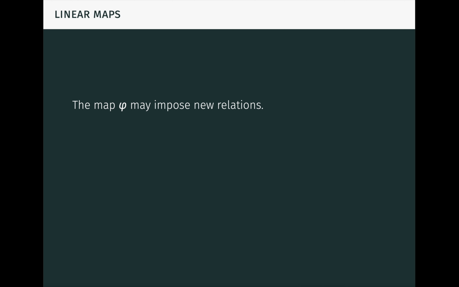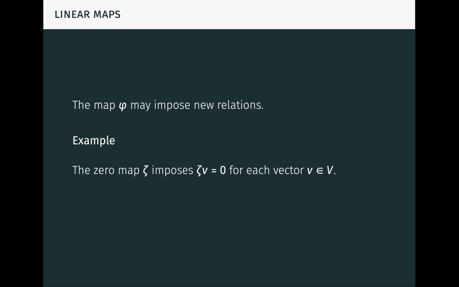But the map phi may also impose new, compatible linear relations in its image. As an extreme example, the zero map imposes that each vector becomes equal to 0. To describe this in more violent terms, we say that the zero map kills V. Of course, nothing is changing in V itself. This is all happening in the image of phi, but intuitively it can be convenient to think and talk of these relations as being imposed in V in order to obtain the image.